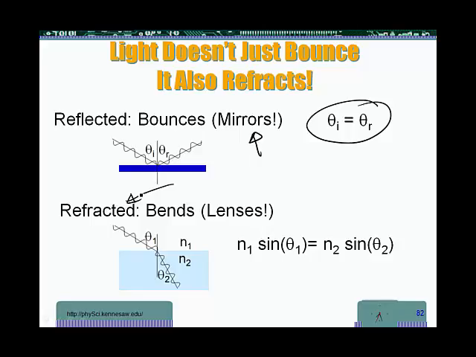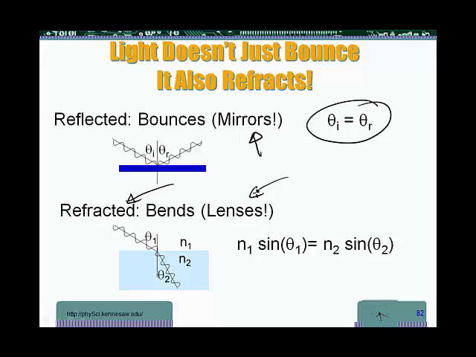Now, as light moves into a different medium, the transmitted beam, instead of moving in a straight line, is going to bend. Most of the time it's going to bend. We'll see one case where it does not bend. Now, it usually bends, and that term bending is what we call refracting. We'll see later on an application of the bending of the light due to the motion from one medium to another is lenses. That's what makes lenses work.